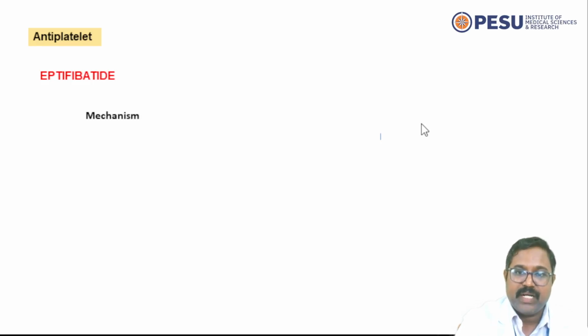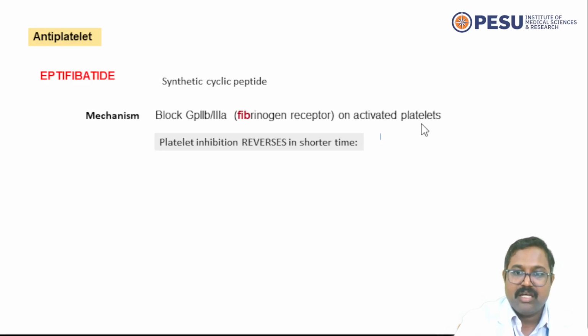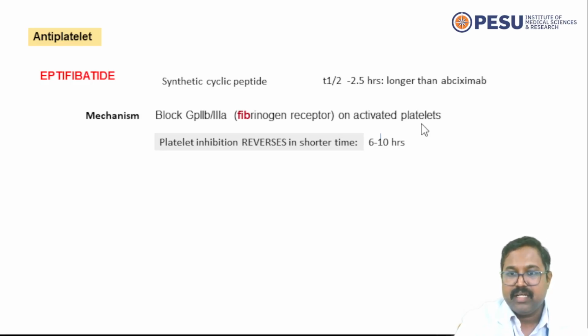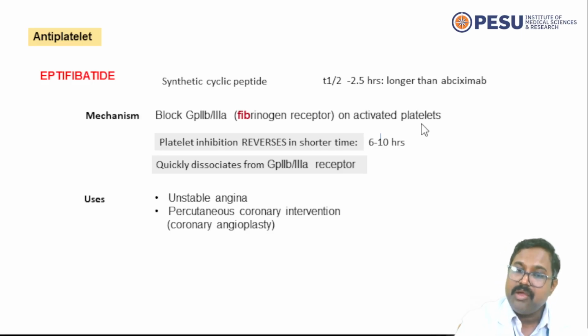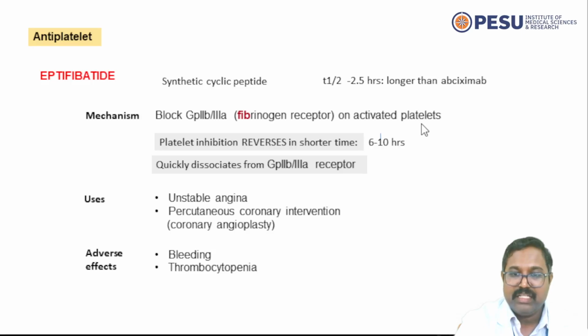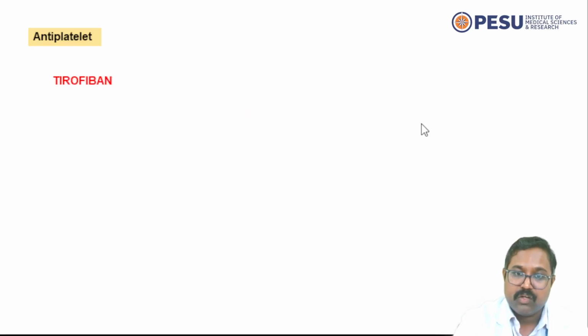So next we have eptifibatide. The mechanism is similar, which is a synthetic cyclic peptide, block GP2B3A receptor on the activated platelets. Platelet inhibition reverses in shorter time, that is 6 to 10 hours, and T off is around 2.5 hours, shorter than abciximab. Why is it quicker? Because it quickly dissociates from the receptors. Where it is used, unstable angina, PCI, adverse effect the same, bleeding and thrombocytopenia. It is used through IV infusion. So it can also be used along with the aspirin and heparin concomitantly.